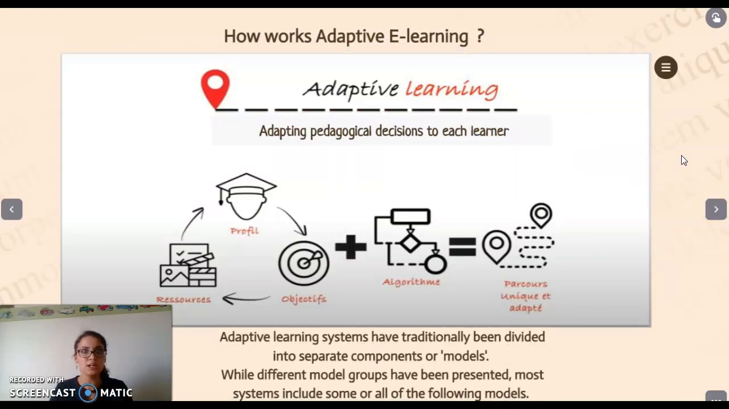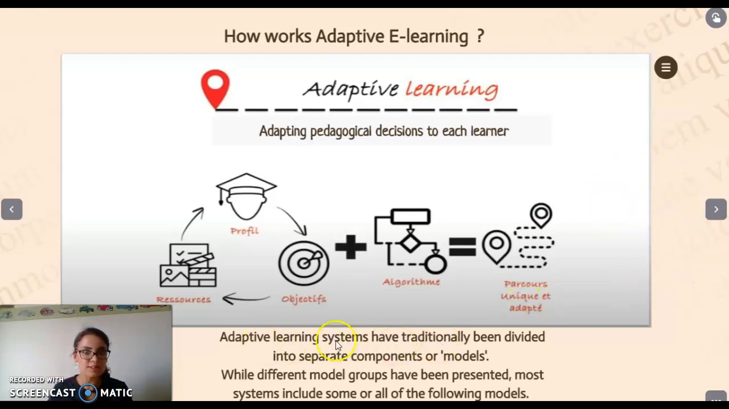And how does adaptive learning work? In adaptive learning, you have a profile: who your learner is, what your goal is, what I said before, and what your context is, your experience, we can say. And after, based on this profile, we will adapt it with algorithms, and you can have a path in French, a course just for you, adapted just for your learning.